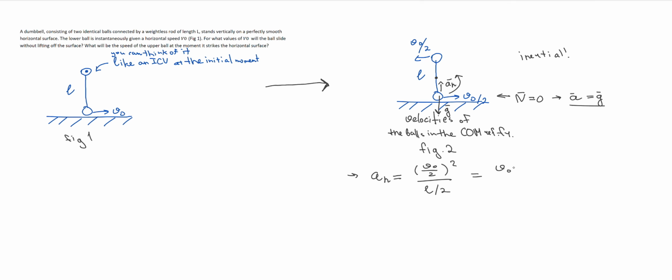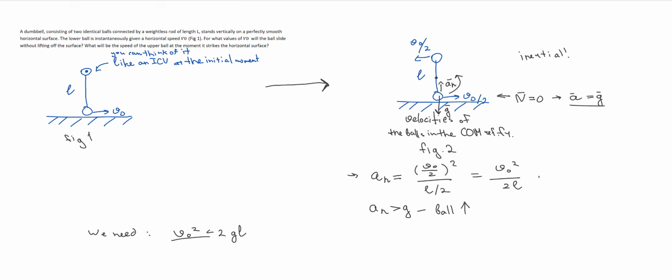The ball will lift off if a_n is greater than g, obviously. And otherwise, the ball will remain in contact with the surface. And for this, the speed must satisfy the condition of V0 squared being less than 2gL.